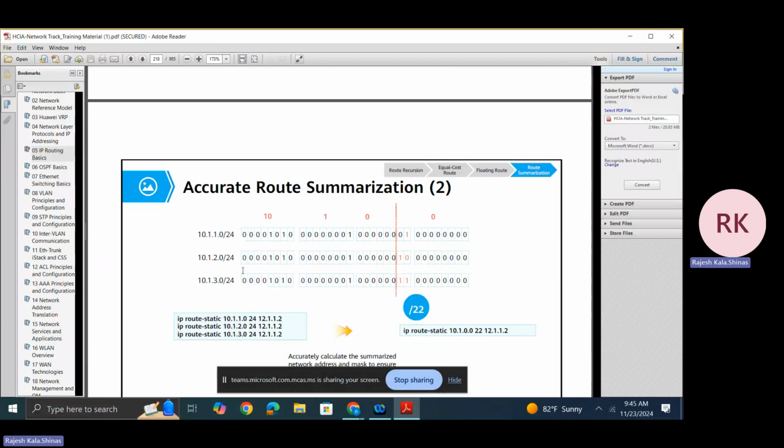Again, see 10.1.10, 10.1.20, 10.1.30. I put 10.1, 1.0, 2.0, 3.0. So what about the common bits? The first two are common, then the remaining are 0 up to here. So how many network bits? 16, 17, 18, 19, 20, 21. Okay, 17, 18, 19, 20, 21, 22. So 10.1.0.0/22 is the summarized network. Okay, see, 22.